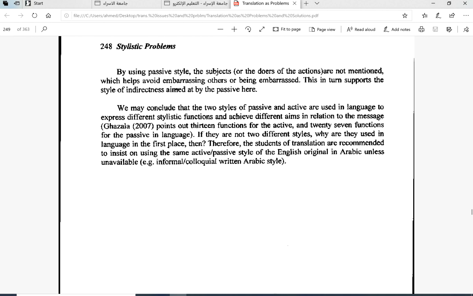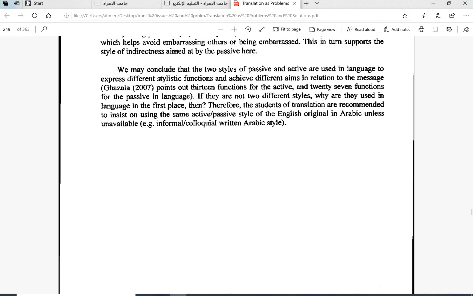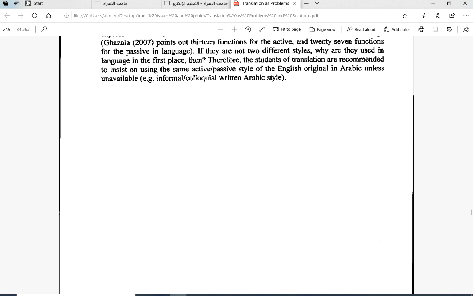And here we may conclude that the two styles of passive and active are used in a language to express different stylistic functions and achieve different aims in relation to the message. Ghazala 2007 points out 13 functions for the active and 27 functions for the passive in language. If they are not two different styles, why are they used in language in the first place then? Therefore, students of translation are recommended to insist on using the same active or passive style of the English original in Arabic unless unavailable, for example, informal, colloquial, written Arabic style.